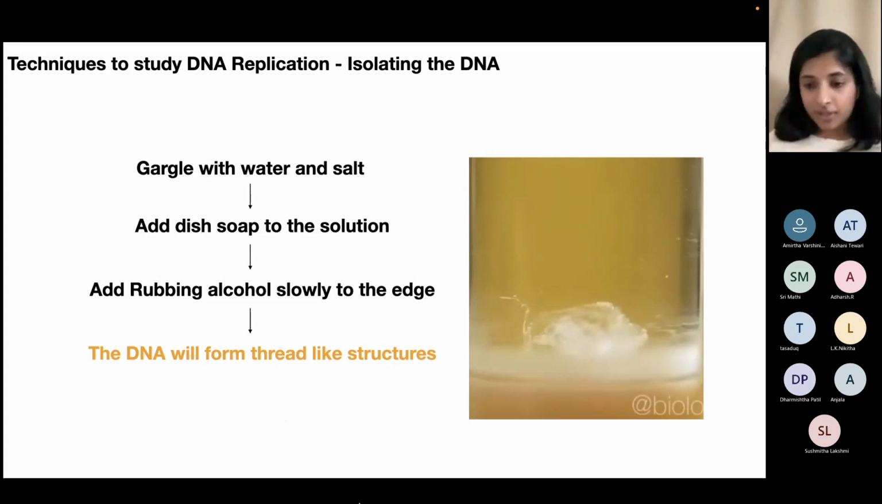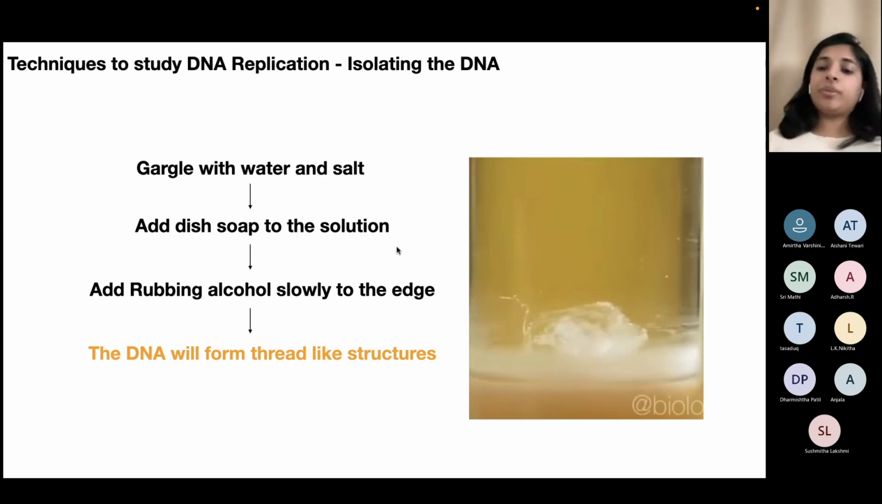So what I was saying was that you add dish soap to the solution and finally mix the solution. Then slowly you add rubbing alcohol. Rubbing alcohol is basically isopropanol that we will get in any medical store or any hardware store. This will change the dielectric constant and will ensure that the DNA is precipitated. So this DNA will form thread-like structures that we can loop out using a toothpick. And this thread-like structure will have your own DNA.